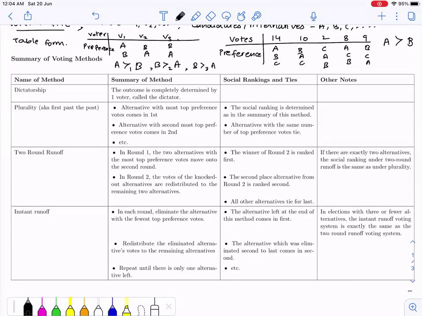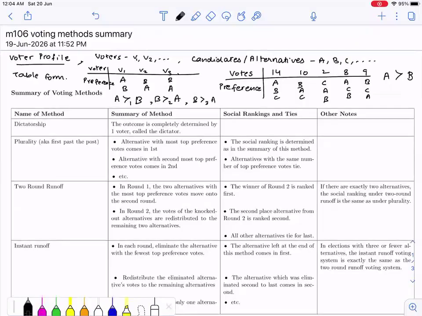Okay, so now let's go over some voting methods, starting with the simplest to the most complicated. The simplest method is a dictatorship where just one voter determines the outcome of the entire election. So let's say in this example, you have voter 3 as the dictator, then the final outcome of the election would just be B greater than A. So whatever the dictator's preference is, that's the ranking. So social ranking is same as the dictator's preference.